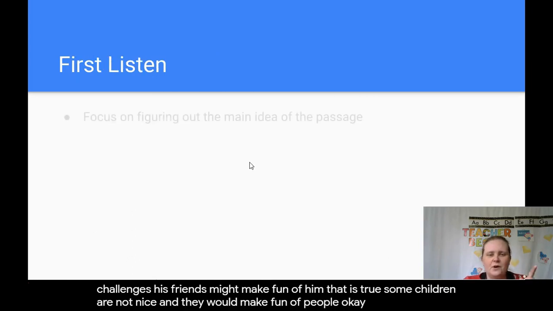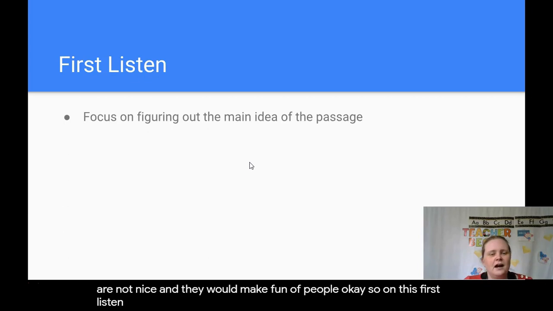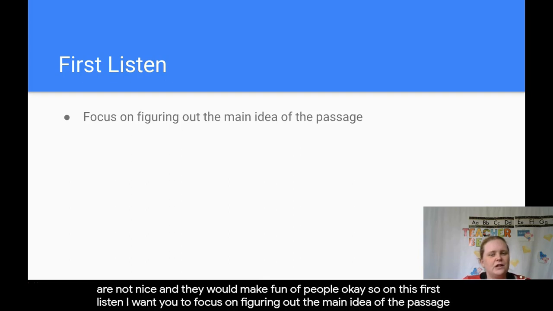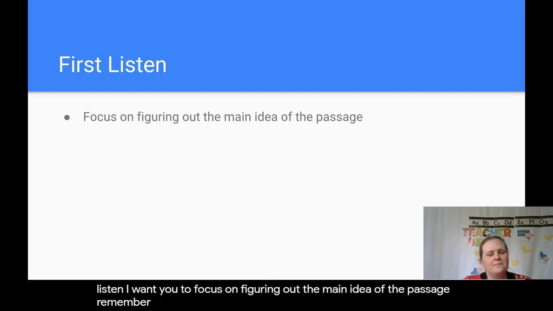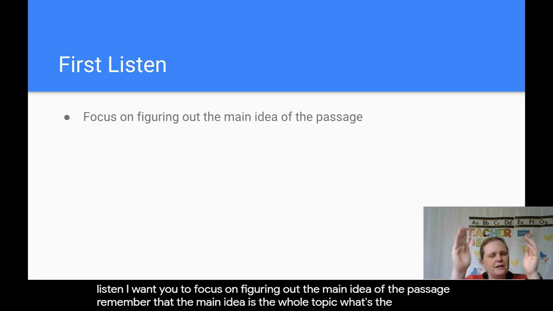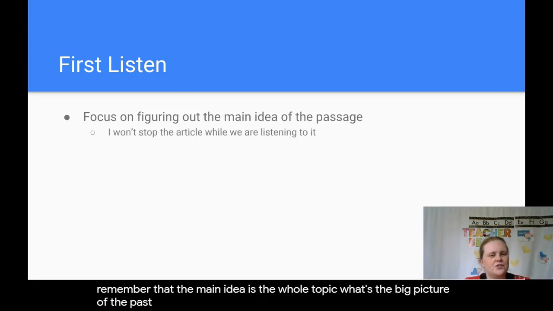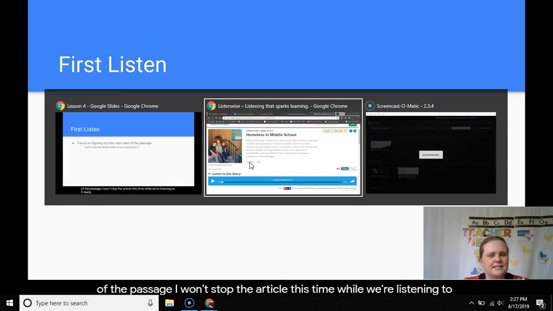Okay, so on this first lesson, I want you to focus on figuring out the main idea of the passage. Remember that the main idea is the whole topic. What's the big picture of the passage? I won't stop the article this time while we're listening to it. Ready? Let's go.